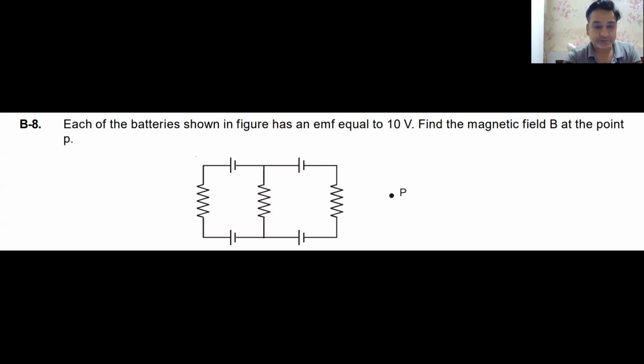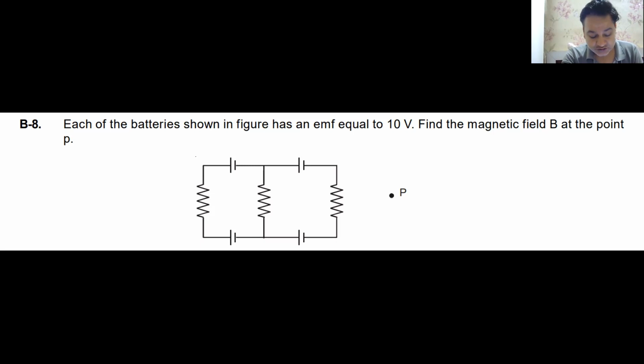I'll give you time. See, the hint was there. There was no distance given anywhere, right? Yes, sir. So the obvious answer would be 0. But why is it 0? Because there is no current in the circuit.